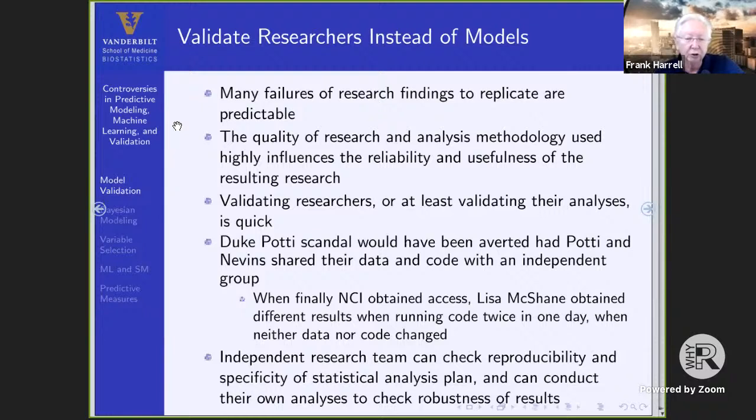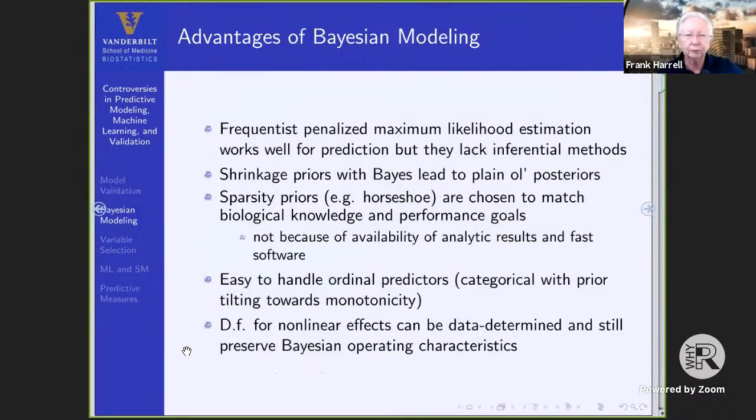And an independent research team can quickly check reproducibility, and they can check the specificity of the statistical analysis plan, and they can also use their own statistical analysis plan to reanalyze the data to check for the robustness of the results. A good number of scandals that have happened in biomedical research could have been prevented if the original researchers had an independent team replicating what they were doing.